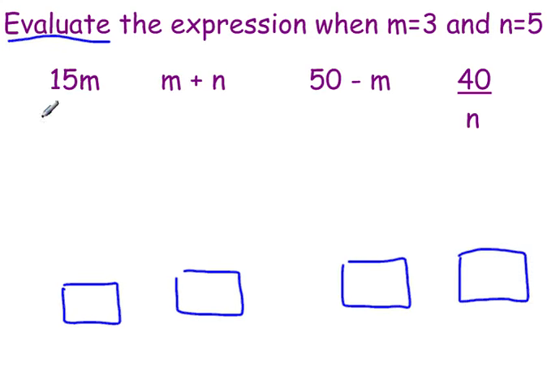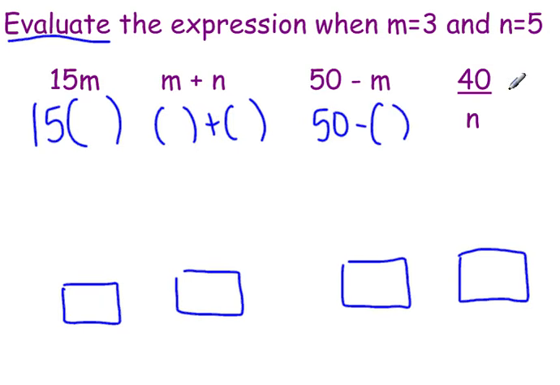And to keep our math neat, whenever you're being asked to evaluate, I ask you to use a bubble. So when you see a variable, you replace it with a bubble. And a bubble is just an empty set of parentheses. And so for all of these variables, instead of writing m plus n, bubble plus bubble, instead of writing 50 minus m, 50 minus bubble, and so on. Because now I have space to go back and fill in. Every time I see the letter m, I'm going to place the number 3. And every place that I see the letter n, I'm going to see the number 5.